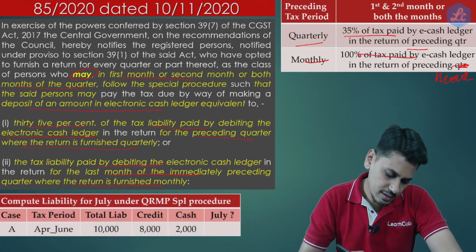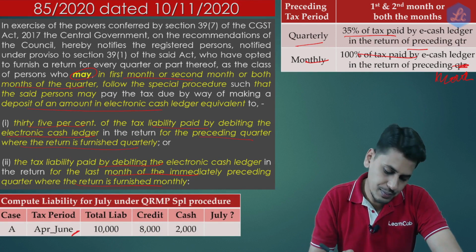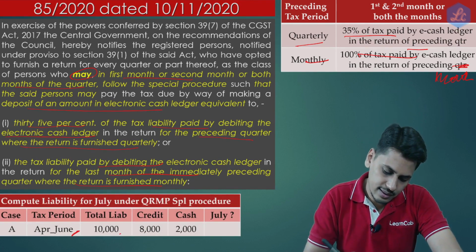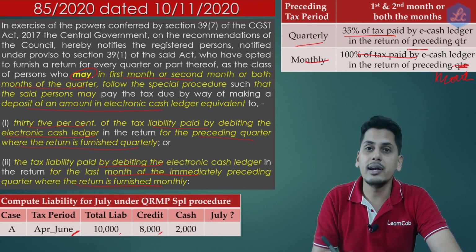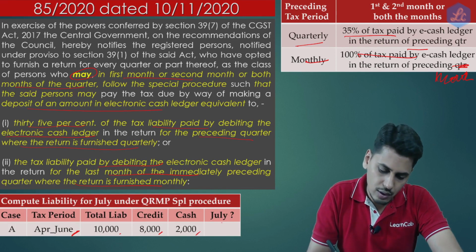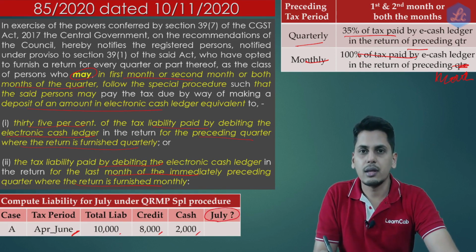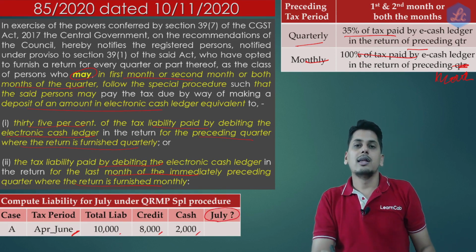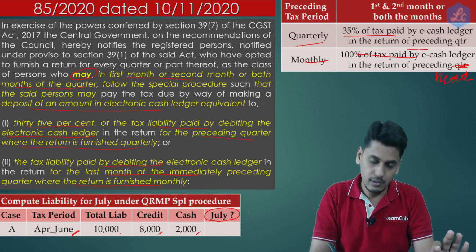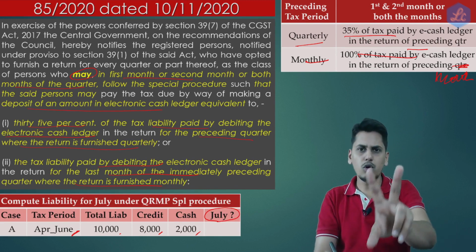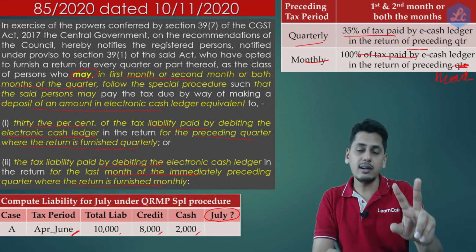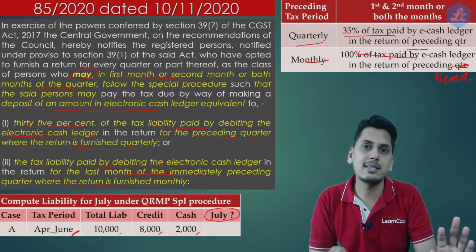Now friends, let's say the tax period is April, May, June. The total liability is 10,000. Discharge through credit is 8,000. Discharge through cash is 2,000. Now friends, for the month of July, we are going to compute. Let's assume for July, August, September, you are under the QRMP scheme. For the month of July, you have two options, either self-assessment or fixed sum method.